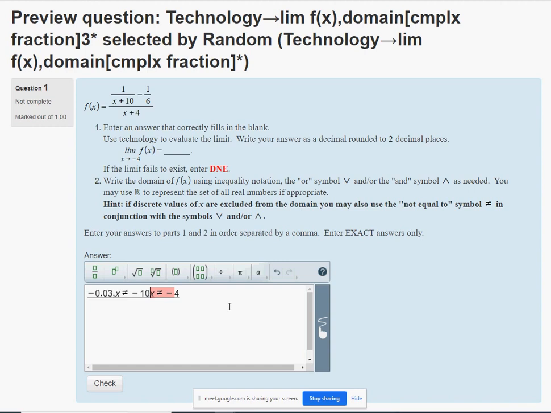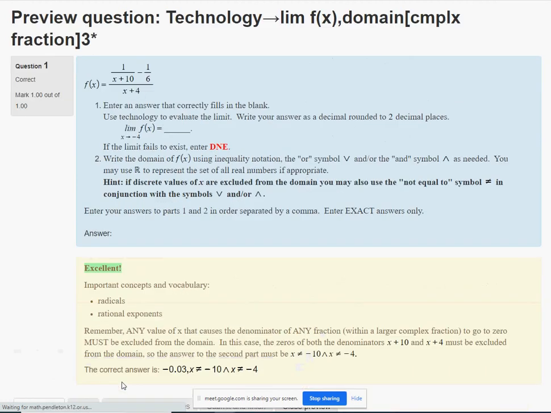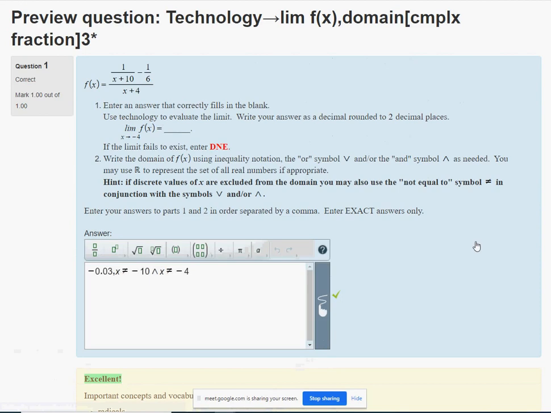It's got to be an and, doesn't it? Because those two things have to be true at the same time. It can't be negative 10 and it can't be negative 4. So we would just put an and statement in between, and that works. Okay? Make sense? Okay.